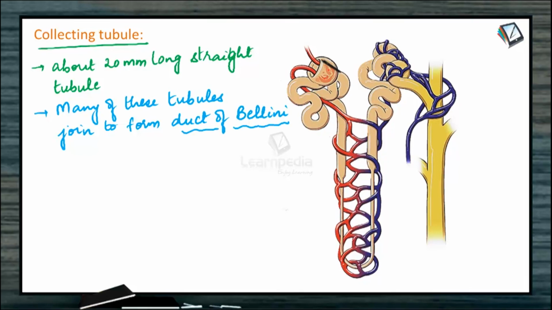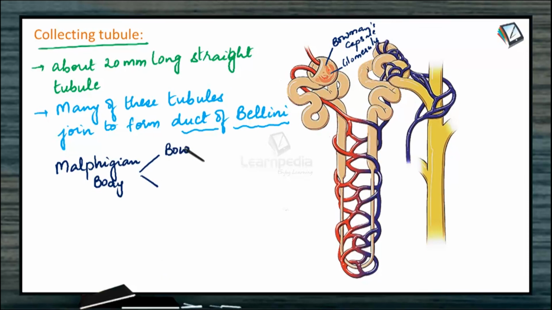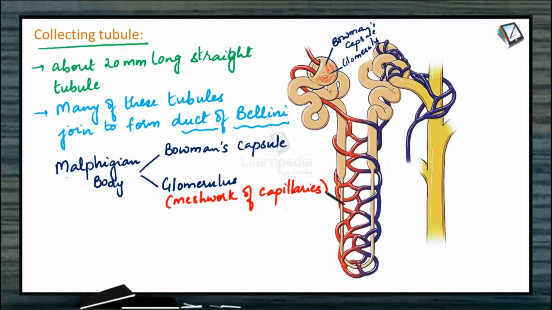In this diagram, we can see a Malpighian body. This Malpighian body comprises two structures: one, the cup-shaped structure called Bowman's capsule, and the meshwork of blood capillaries called the glomerulus. So the Malpighian body is made up of two parts: Bowman's capsule, which is a cup-shaped structure, and the meshwork of capillaries called the glomerulus.